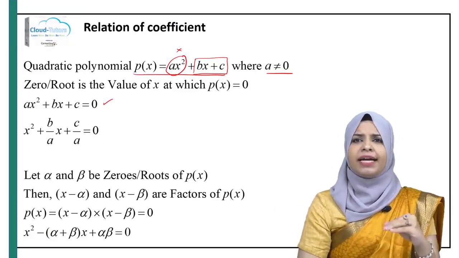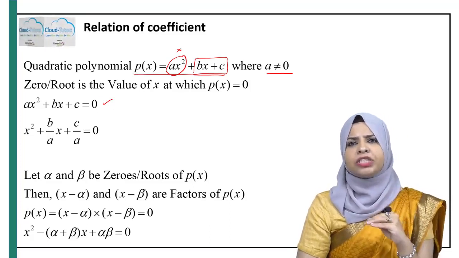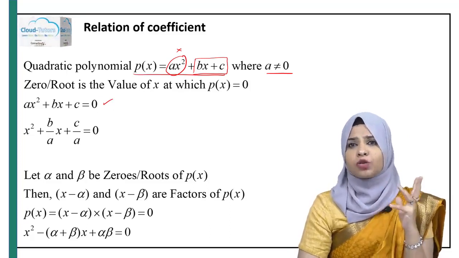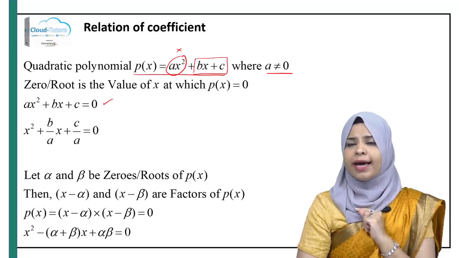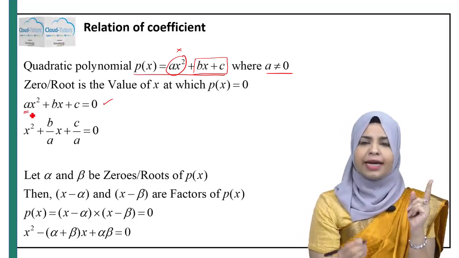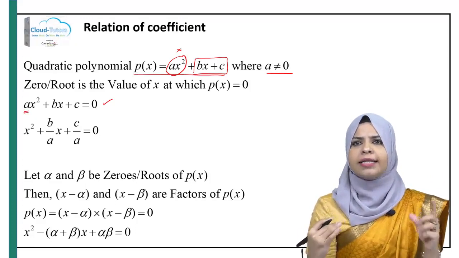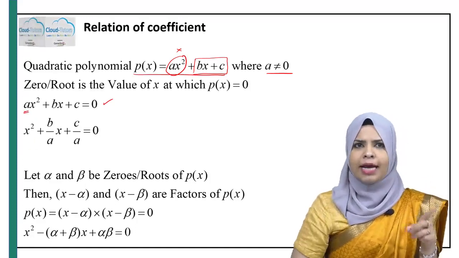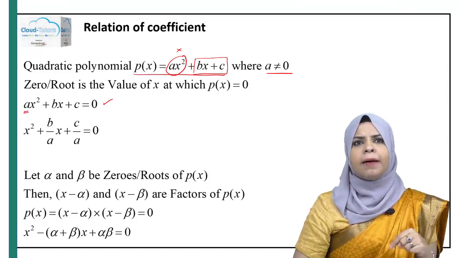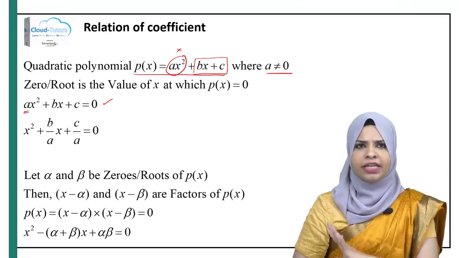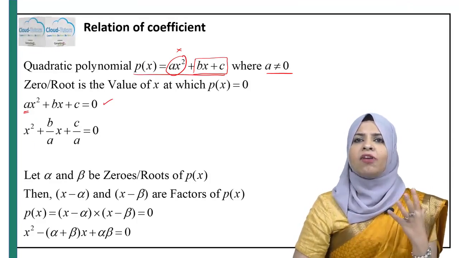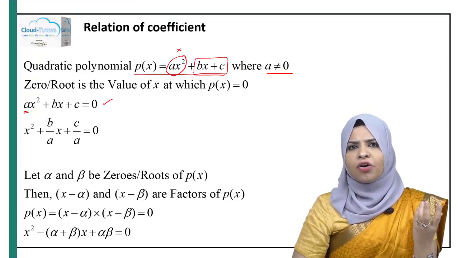Now I am dividing the entire equation with the coefficient of x square. So what is the coefficient of x square? It is a. Right? So when I divide the entire equation with the coefficient of x square, that is a, I get x square plus b by a x plus c by a equal to 0. Now if I say alpha and beta are the roots of p of x.